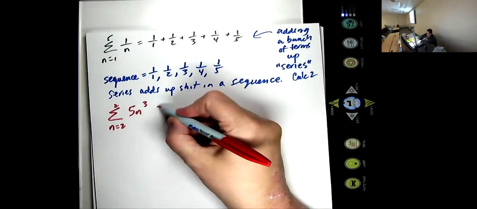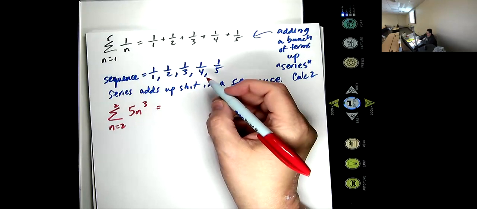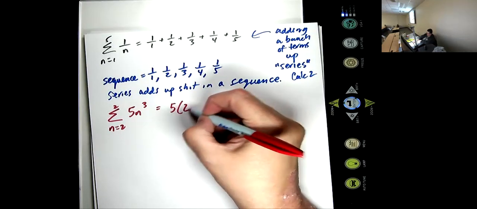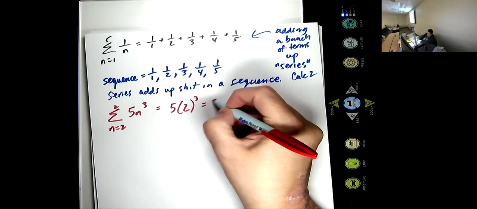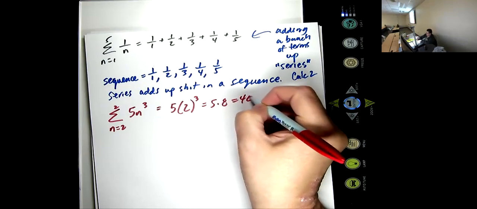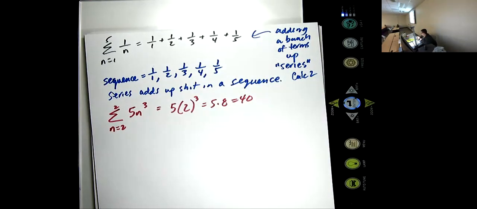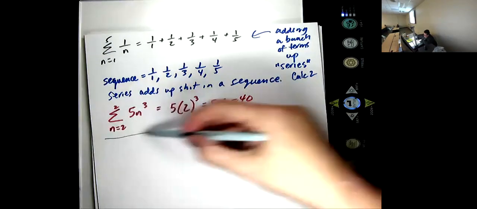There's only one n though, right? It starts at 2, it ends at 2. This is just 5 times 2 cubed. 5 times 8 is 40. There wasn't a bunch to add up. Next one, and it has a little learning lesson in it.